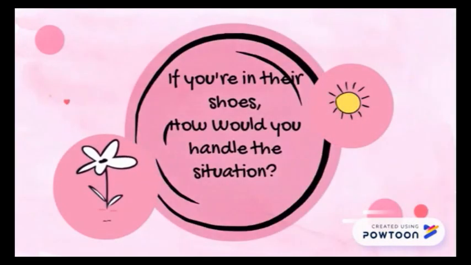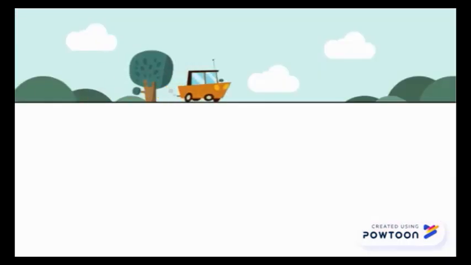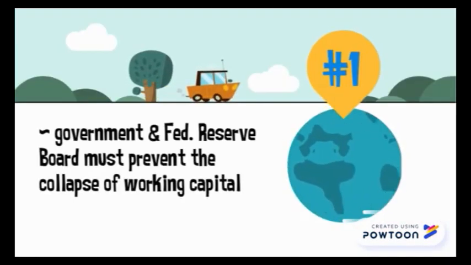Imagine if you were in the same situation as them, how would you handle it? First, the government and Federal Reserve Board must prevent the collapse of working capital by supplying short-term loans and taking other measures to sustain the commercial paper market, interbank lending and the smooth functioning of money market funds.